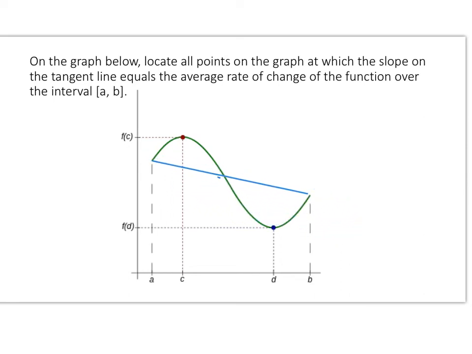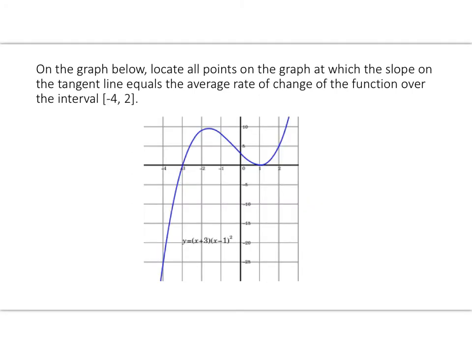So we're looking for where on the graph the slope of the tangent line matches the slope between the endpoints. That's basically what we're looking for. And this is not quite at the maximum because it's just a little bit off. This isn't quite at the minimum, it's just a little bit off. So we have two values, one at C and one at D, they're both between A and B, where my derivative, my slope of that line, was the same as the slope between the endpoints.